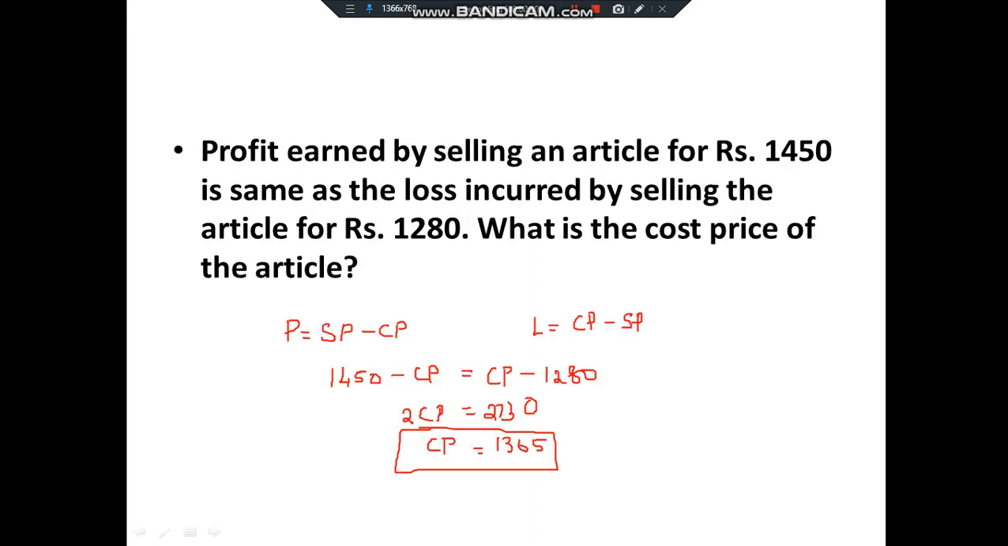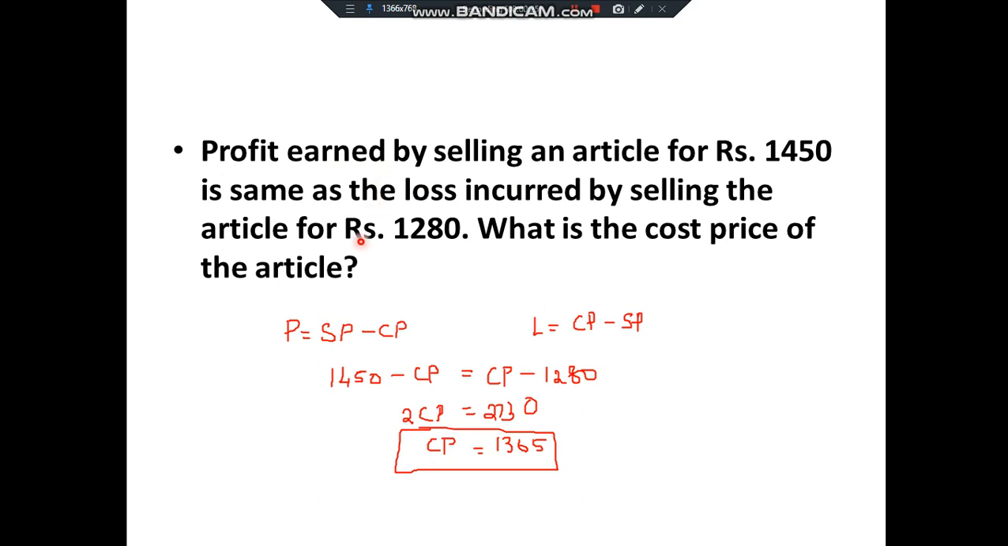The first type of question: profit earned by selling an article for rupees 1450 is the same as the loss incurred by selling the article for rupees 1280. What is the cost price of the article? See, there are several shortcuts, but I don't want to confuse you, so better we'll see the basic method, okay? In the basic method itself you can solve it easily.